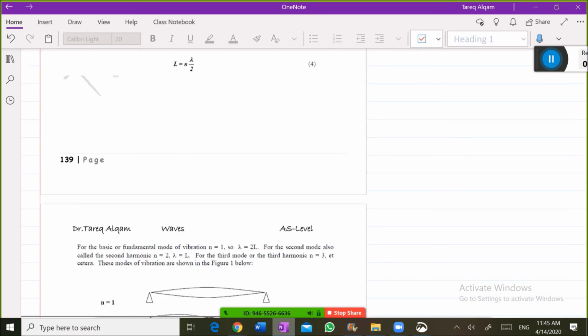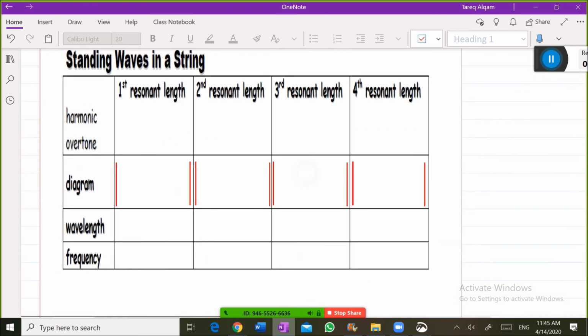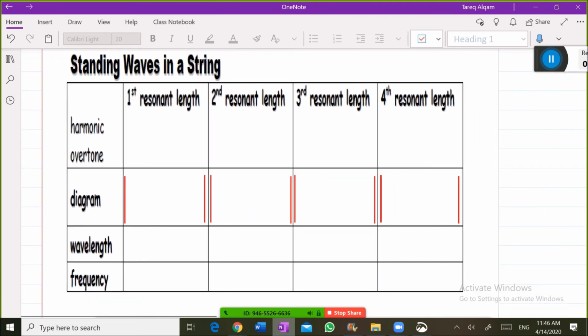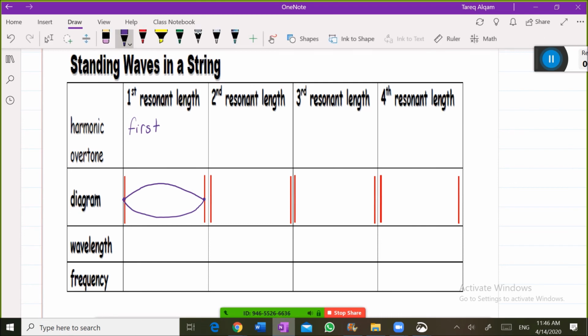Now we have to know how to draw each harmonic, right? Here, guys, this is called the first harmonic. For the first harmonic, I will observe this pattern of oscillation. It just oscillates up and down. This is what I observed. Clear? This is called the first harmonic or fundamental frequency.